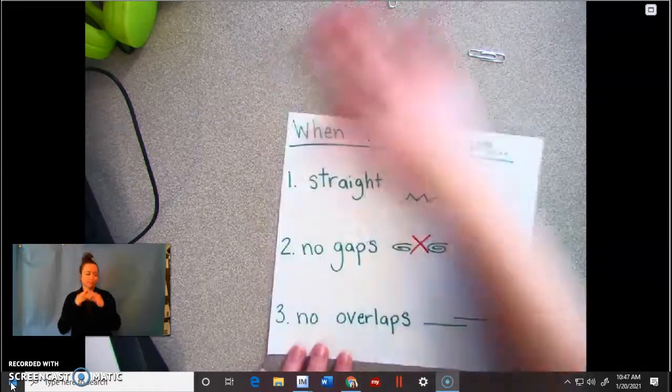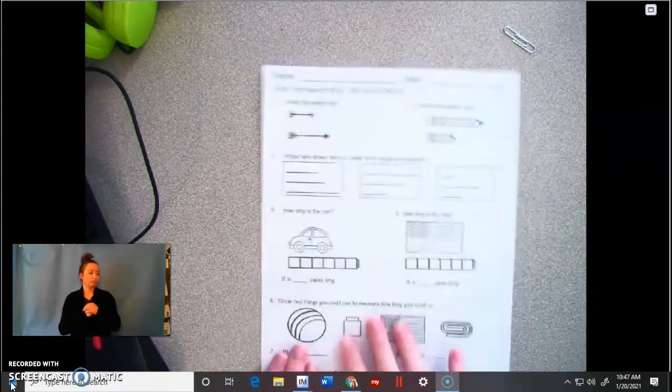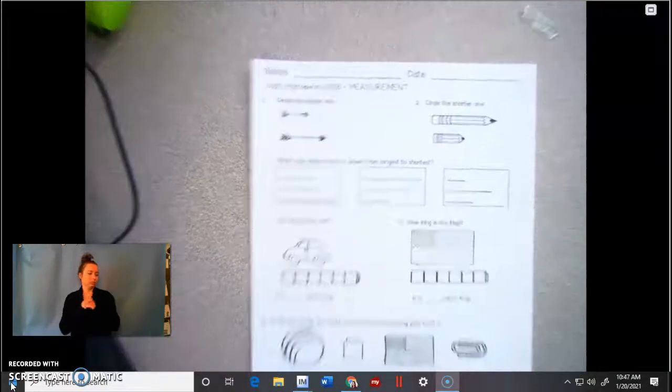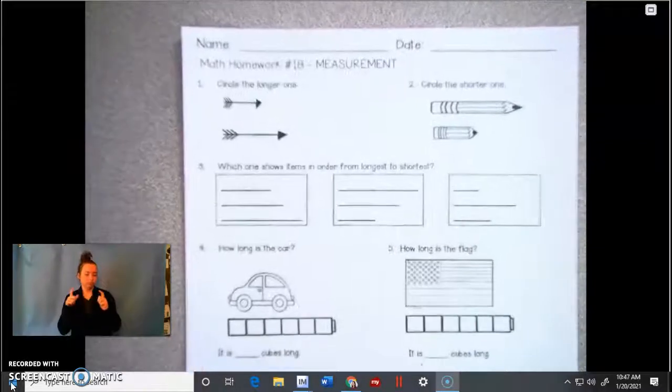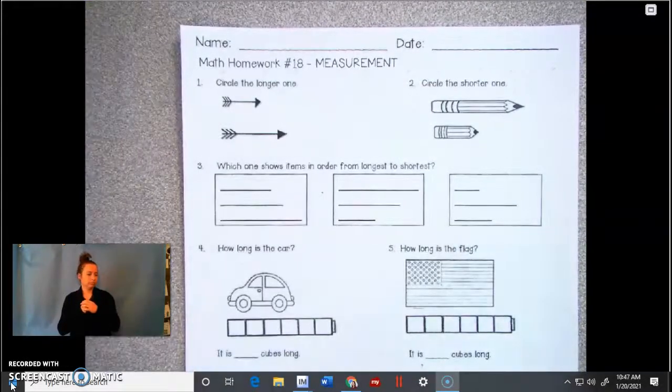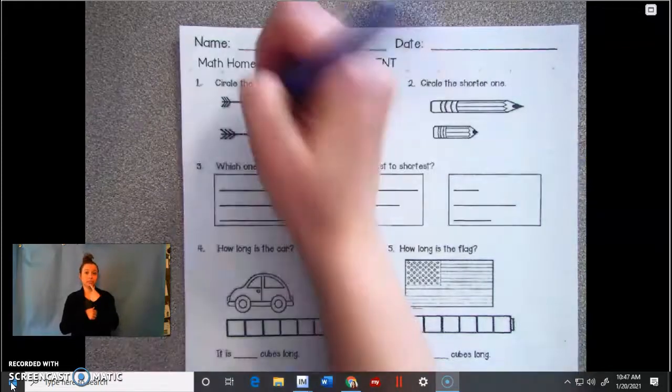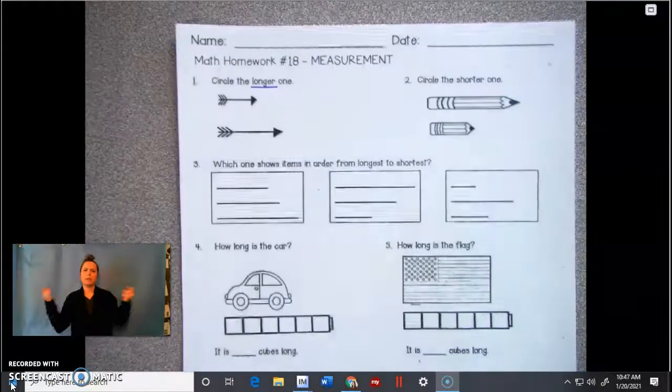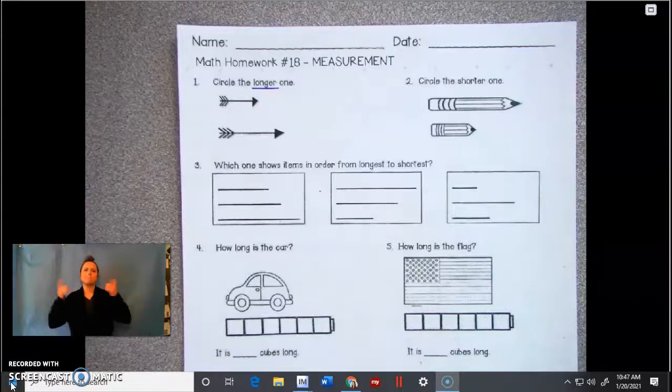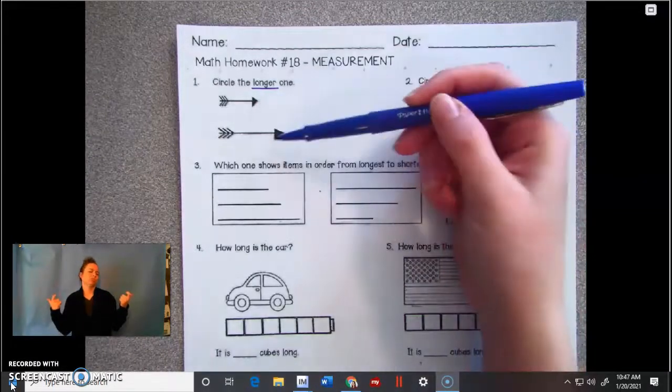Okay? So let's look at our math homework page, and let's go over it together. I'll zoom in a little bit so you can see. All right. Let's look at number 1. It says to circle the longer one. Remember, if it's longer, it keeps going. The short one stops. So which one of these is longer?